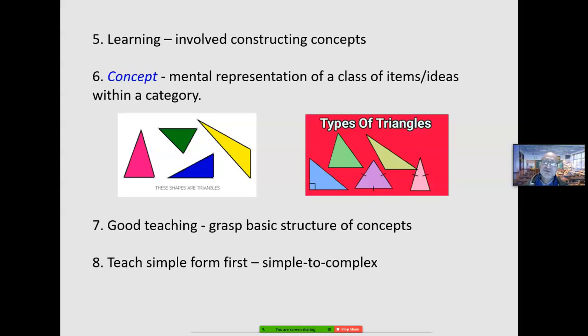Bruner said that much of learning involves constructing concepts, and that human beings do it best when it's through discovery, where you show a bunch of examples of the concepts, students look at them, look for groups, and discover the defining attributes. Now, a concept is a mental representation of a class or class of items.